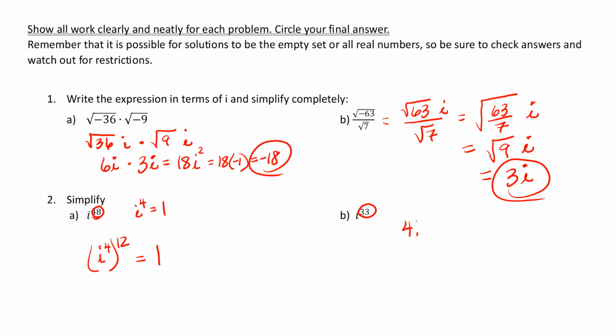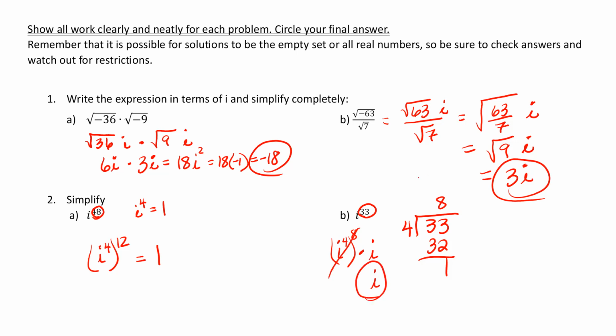So this is 1. Now, with this one, you've got a number that is not a multiple of 4. So if you divide 4 into 33, that goes 8 times. 8 times 4 is 32. If you subtract, you have 1 left over. So that's going to be i to the 4th times itself 8 times with another i left over. So that's i to the 4th to the 8th power times one more i. So that's i to the 32 times i to the 1st makes i to the 33, because you add exponents on like bases. Since that's just 1 times i, it is just i.